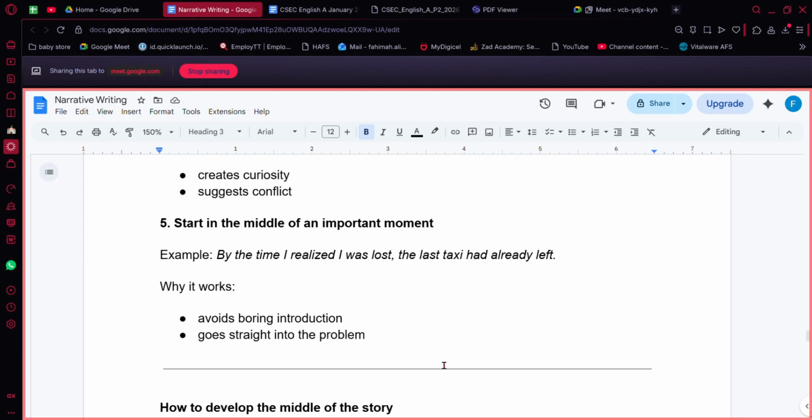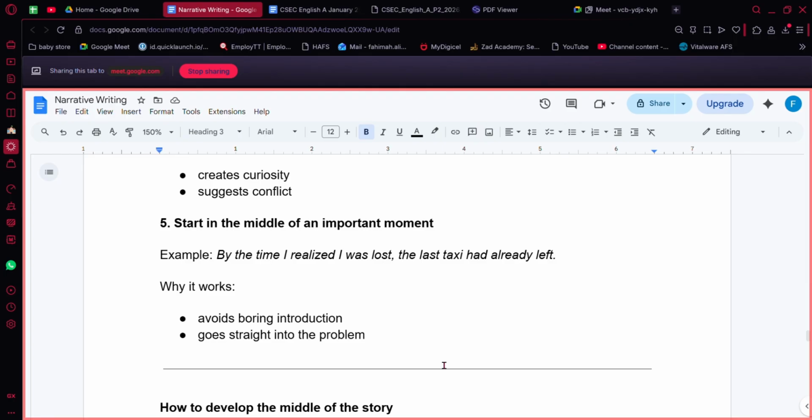And it avoids the boring introduction. So it avoids starting at the beginning and introducing everything. You're starting directly in the middle of the problem, and it goes straight into the problem. Yeah. You see a lot of movies using these techniques. So the techniques that you see movies using, you could use them in your stories as well.